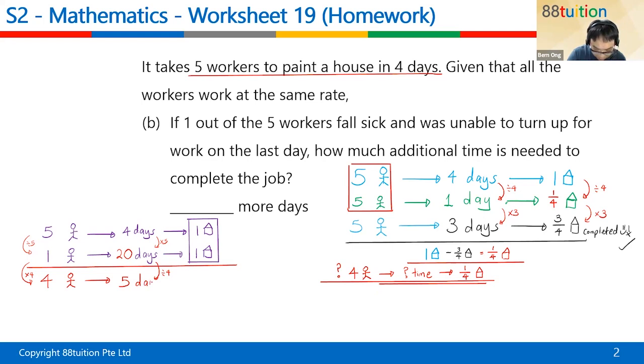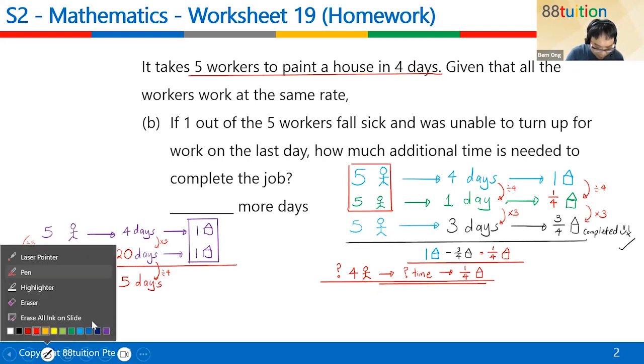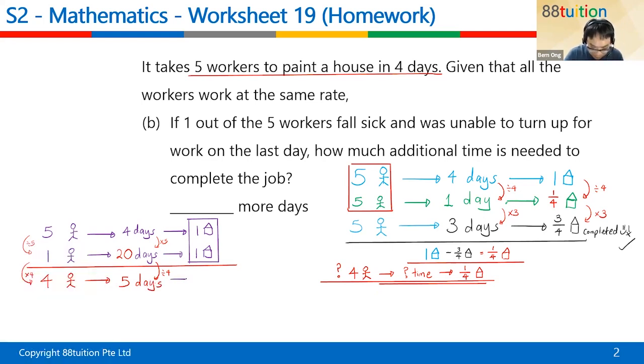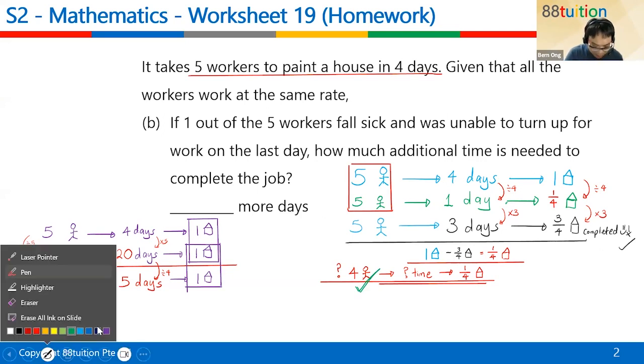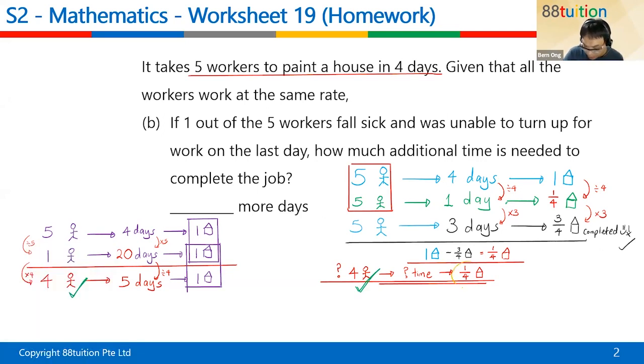Are you still following? I hope so. To do up the 1 house. So the 1 house down here is still constant. I never change anything; I'm still comparing the 1 house. I already got the 4 persons. Very good. But I need to compare in terms of 1/4 house now. I need to find 1/4 house now.